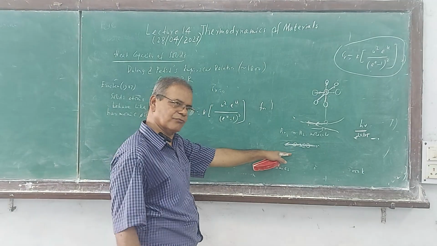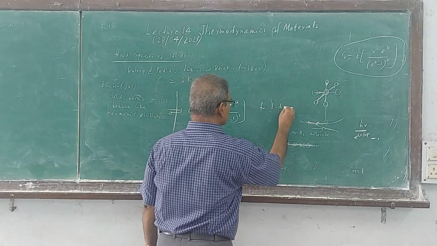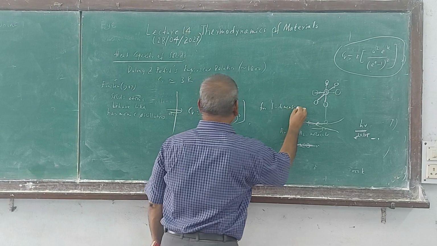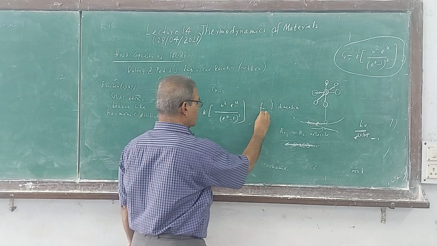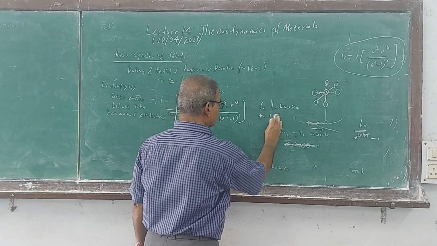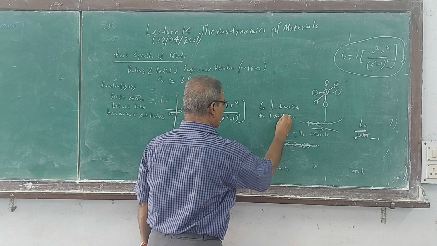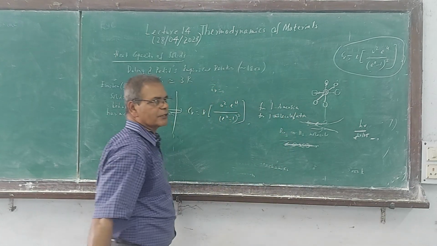So one for one dimension, and I used k. Note this: k is for how many molecules? One atom, or one molecule here. Since it is a solid, we use the term atom for one atom.